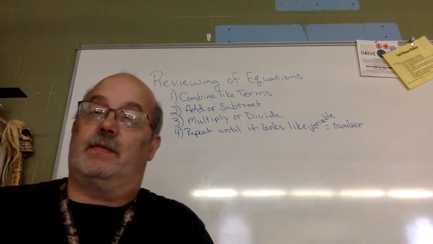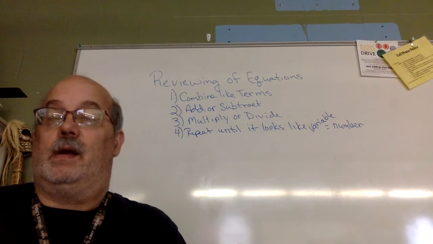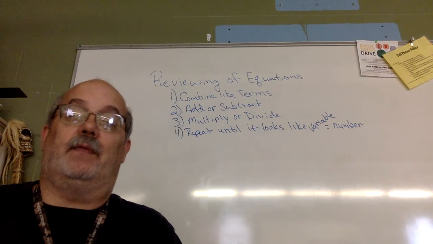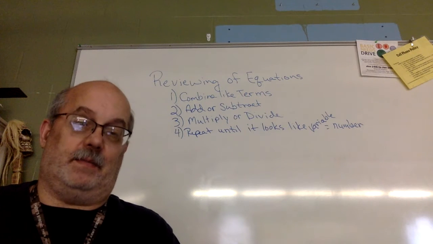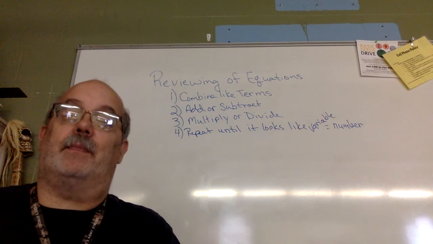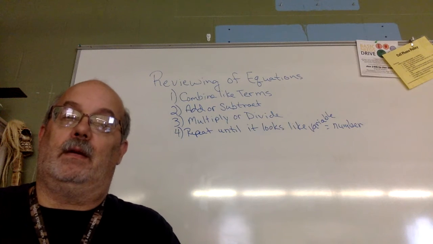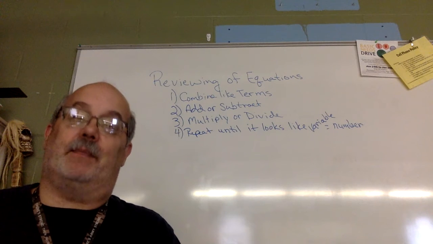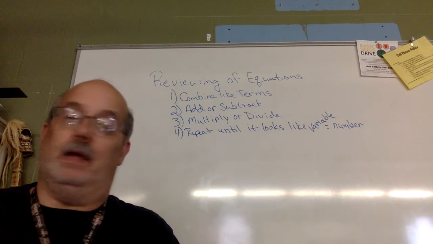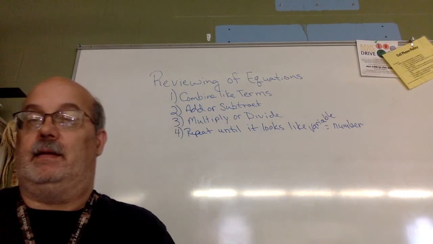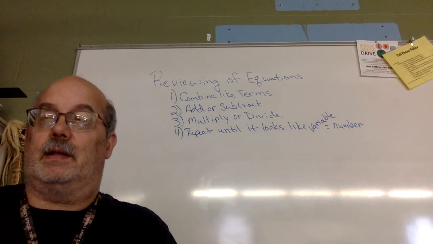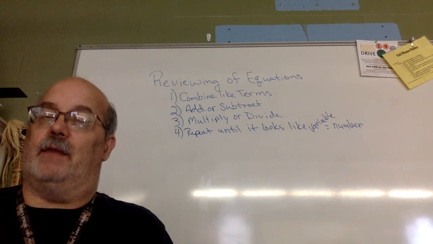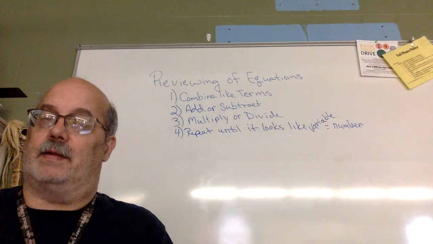Today is about reviewing equations. There are basically three steps. The first step is to combine like terms. Second step, add or subtract. Third step is multiply or divide. And the fourth step, which I added onto there, is repeat until it looks like you have a variable on one side of the equation and a number on the other side.